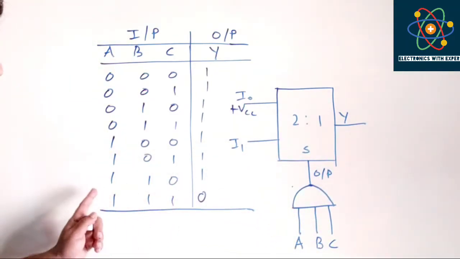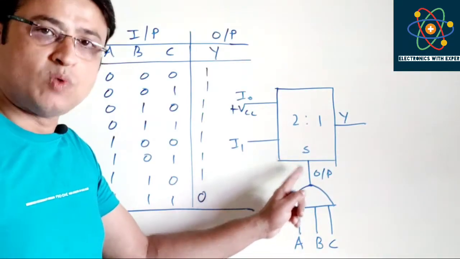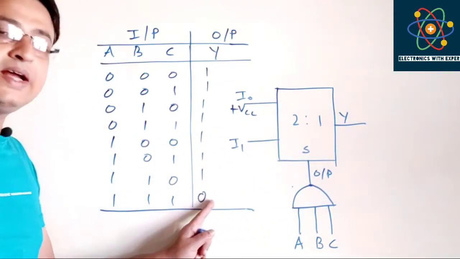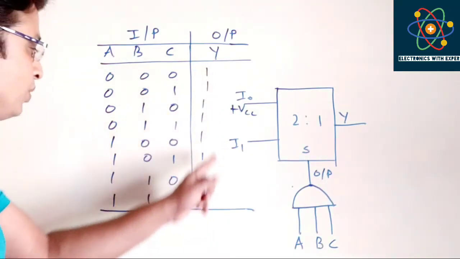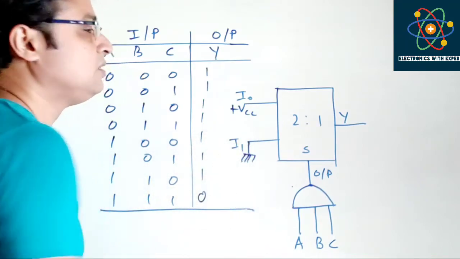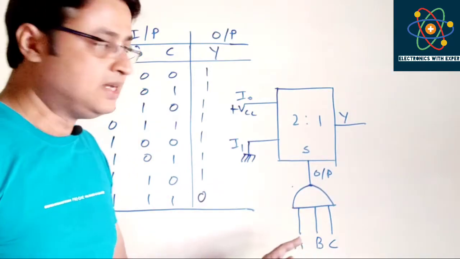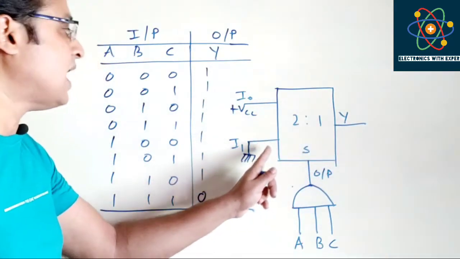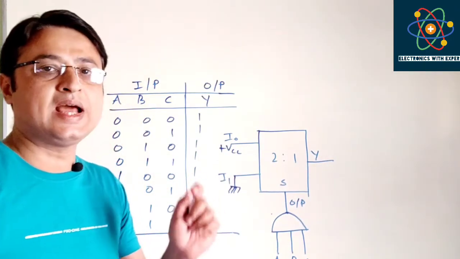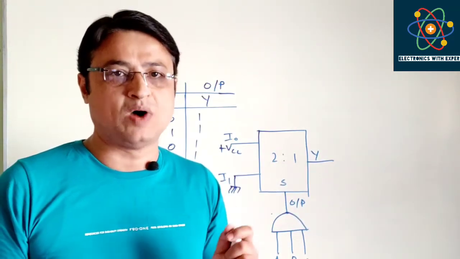Now the last case, for A, B, C all of them equal to 1, the AND output will be 1, and that means it will select the I1 input, and from the NAND gate truth table we see that the output is 0. So I have to connect it to ground. That is, when A, B, C all of them equal 1, the output will select I1, and that is 0. So this is the way we can implement a 3-input NAND gate by using a 2:1 mux.